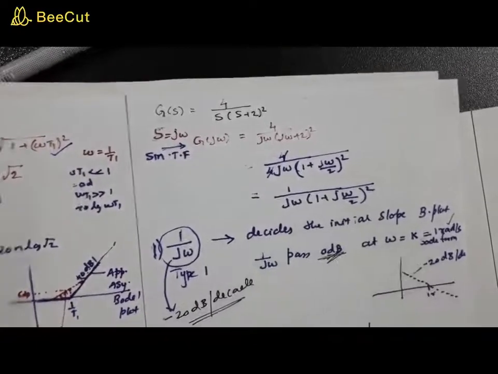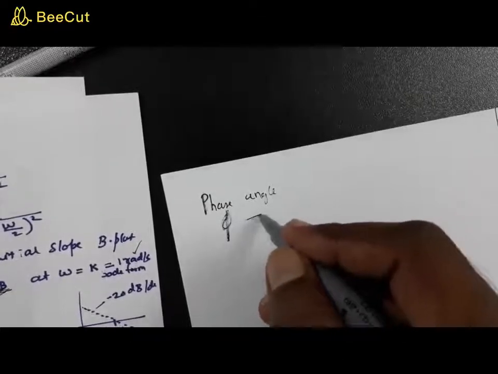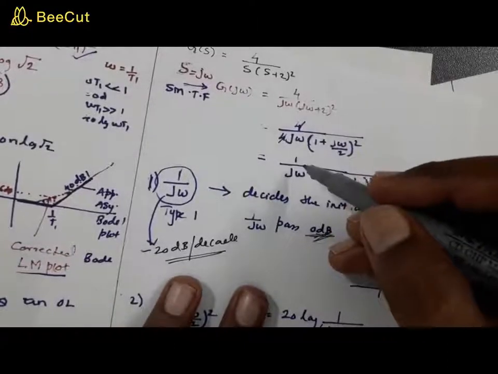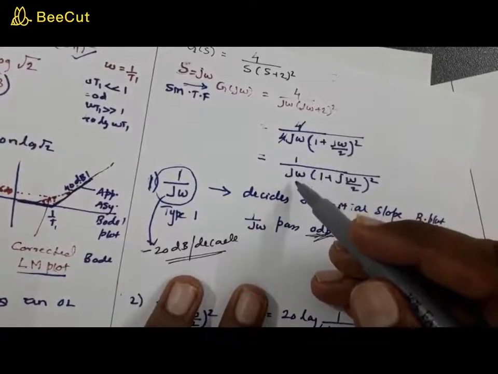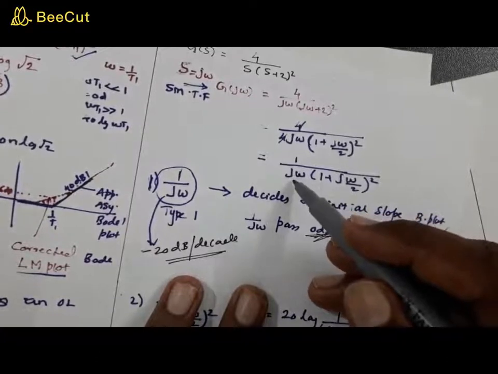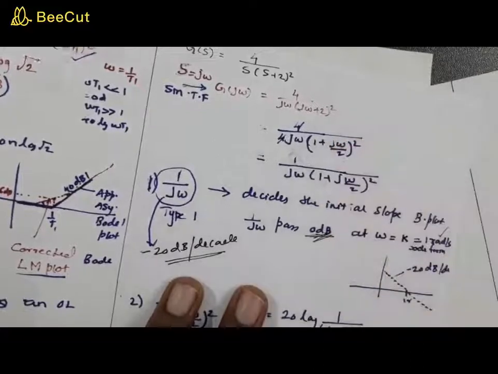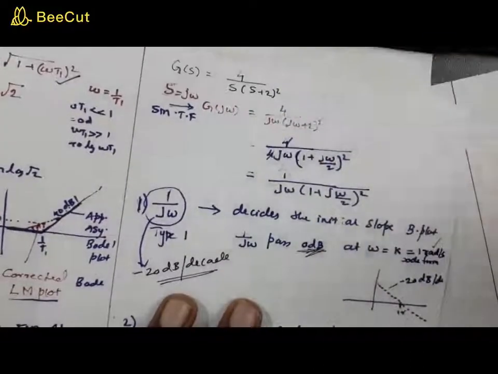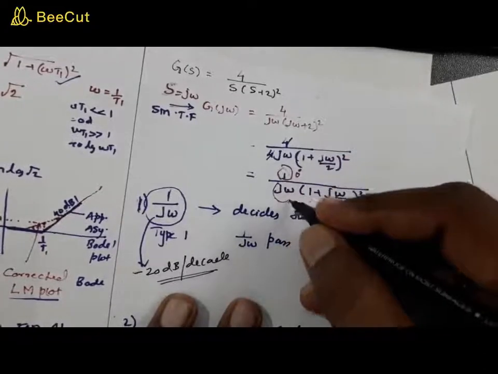Next we want to find out the phase angle. Now phase angle is simple, right? How to find out the phase angle? Phase angle is the phase of each term. What is the phase of this term? This is 0 degree. What is the phase of this? This is 90 degree. So this one is 0 degree, this one is 90 degree, right?